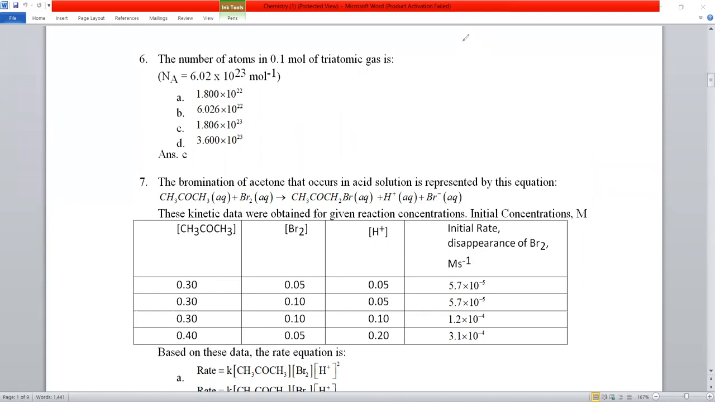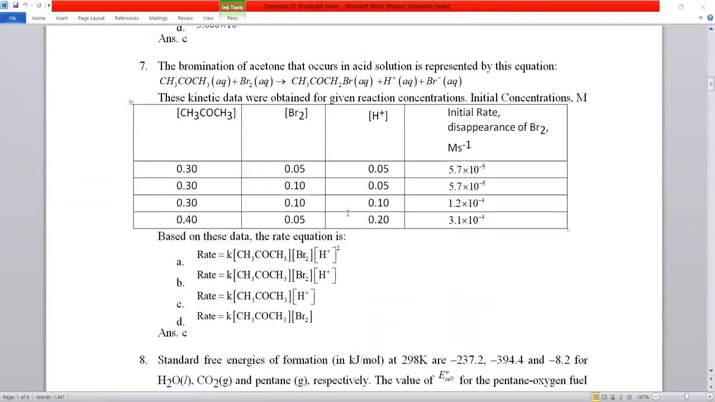Question number 7, from chemical kinetics, students. This is the equation they have given. They have given the data: the concentration of acetone, the concentration of Br2, and the concentration of H+. Now they are asking about the initial rate of disappearance. They have given rate expressions: which is the correct one, which is the wrong one? We have to check here.